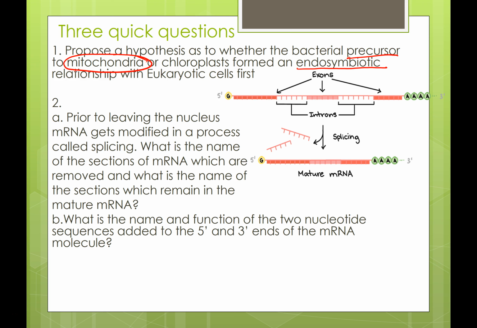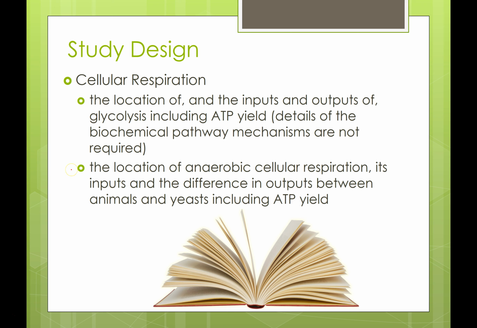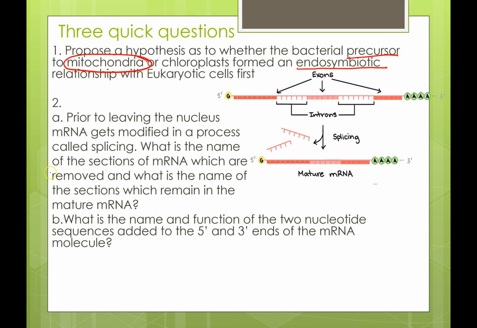Question 2 says, prior to leaving the nucleus, mRNA gets modified in a process called splicing. What is the name of the sections of mRNA which are removed, and what is the name of the sections which remain in the mature mRNA? The sections which are removed, you should know, are called the introns, and the ones that remain are the exons. This is because introns stay in the nucleus, exons exit the nucleus.